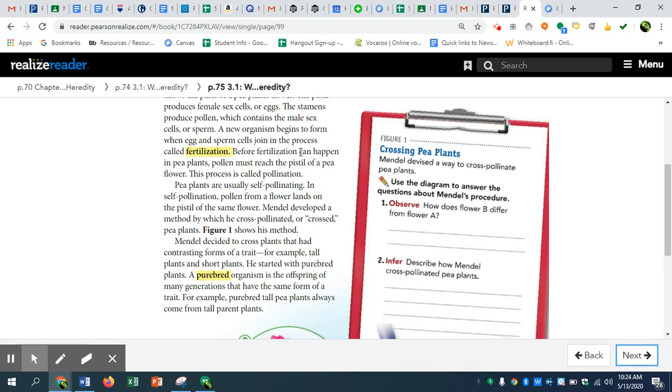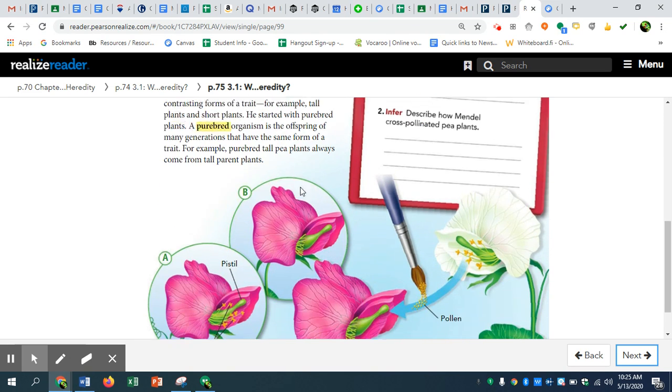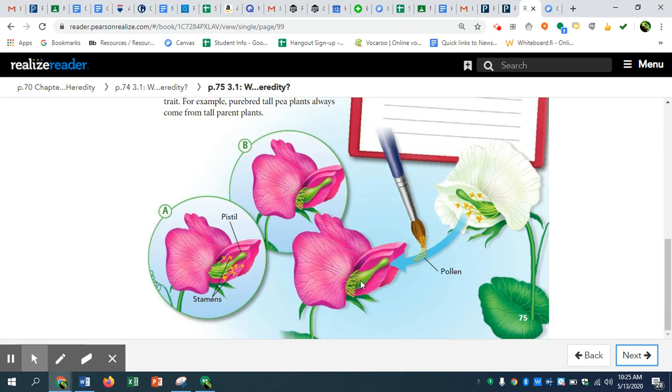All right, so let's see here. Before fertilization can happen in pea plants, the pollen must reach the pistil of the pea flower. Okay, so here you can see in the plant. Okay, here we have pollen, and that pollen has to go to the pistil and fertilize the plant. Now, from this area, you're going to get the pea pod. Any plant that fruits has to be fertilized in this way.